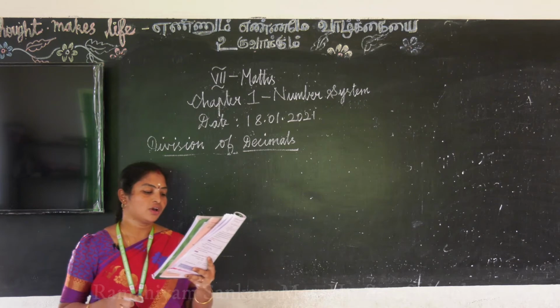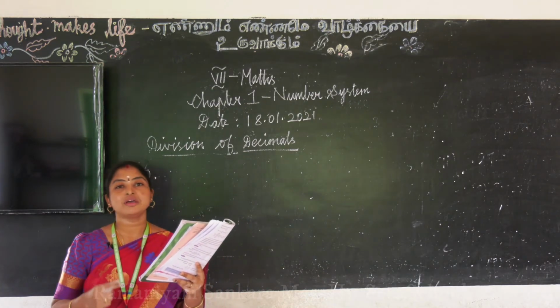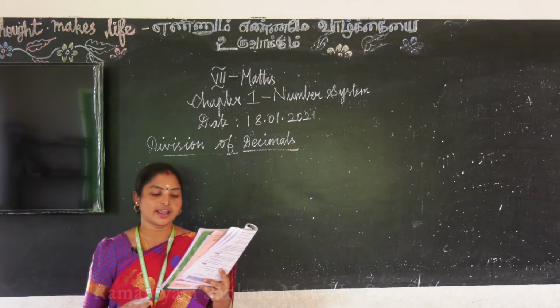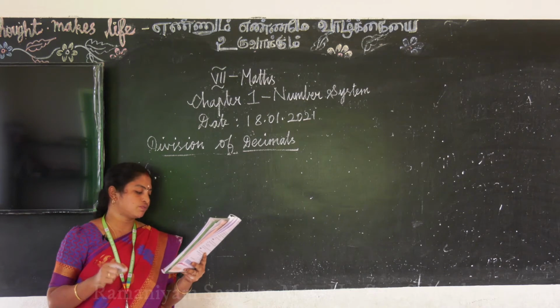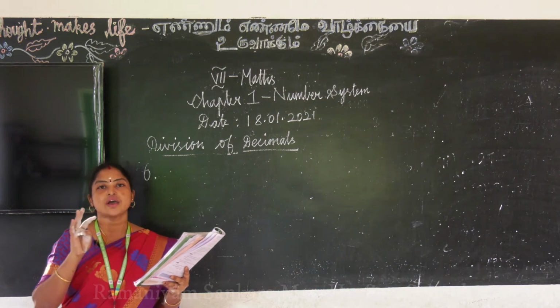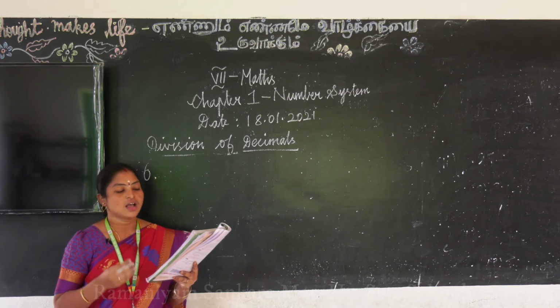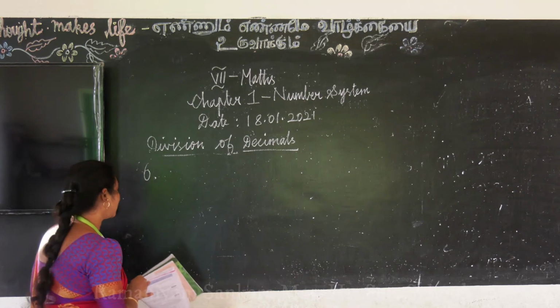Divide 9.55 kg of sweet among 5 children. How much will each child get? So there are 9.55 kg of sweet, and we have to share it among 5 children. What they ask is how much each child will get, so we have to divide this.